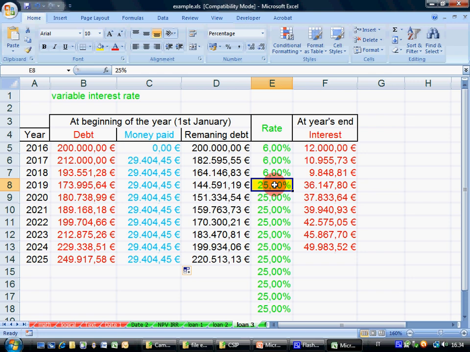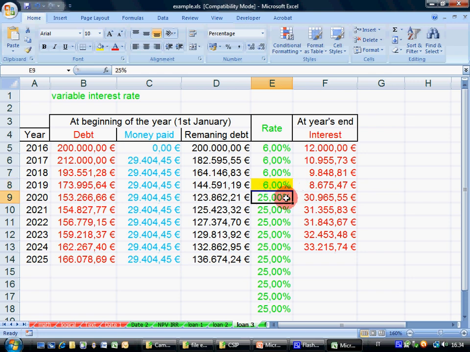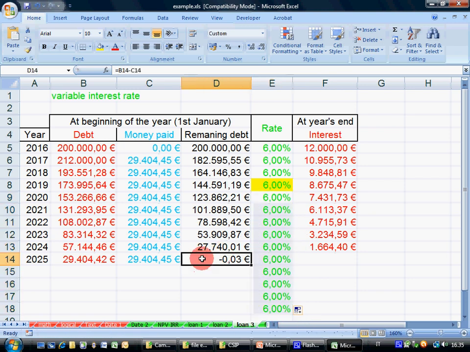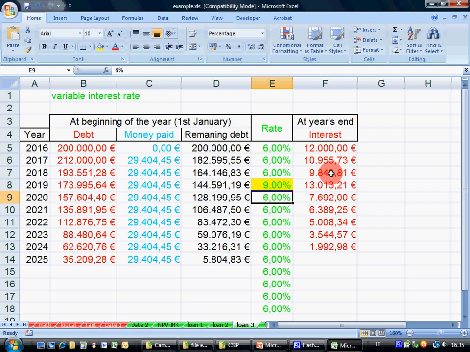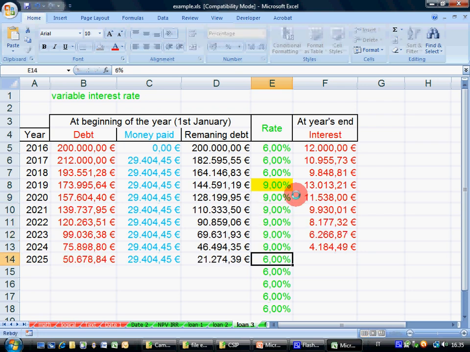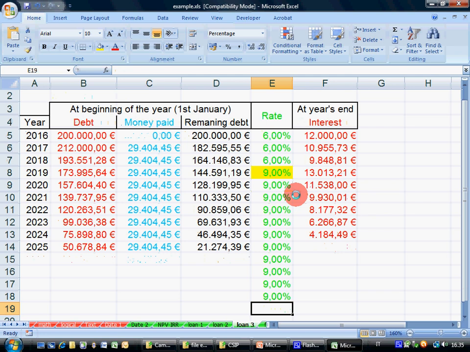Okay, let's go back to the original 6% and see now the situation in which you don't have constant payments, so you have variable payments, but you want to keep your duration fixed, so you want to end by 2025. This situation has a few technical difficulties that we will see. Suppose that in 2019, instead of 6%, it's 9%. The bank makes the usual assumption that 9% will be the rate for all the other years.